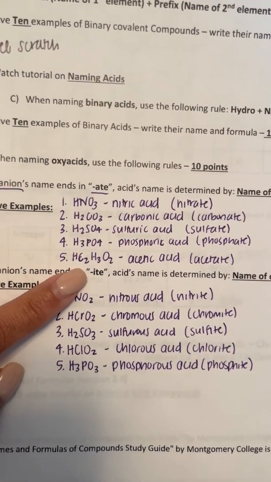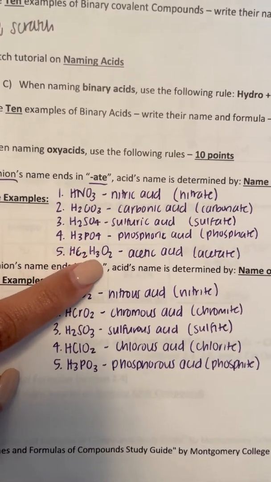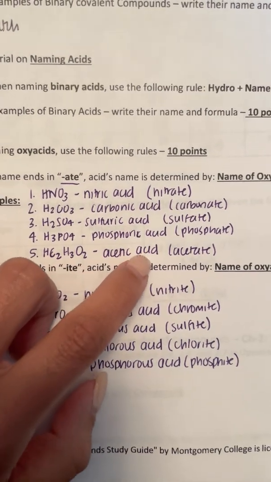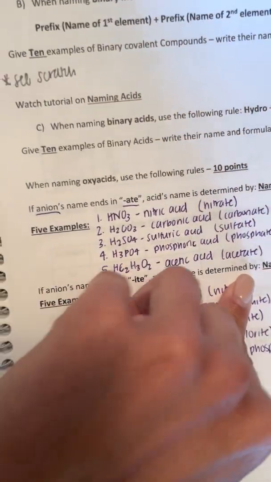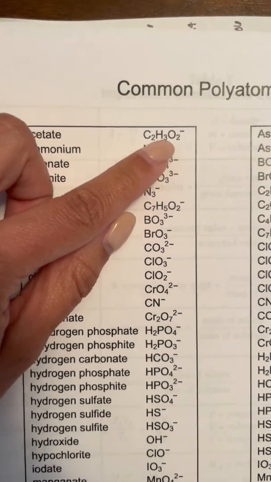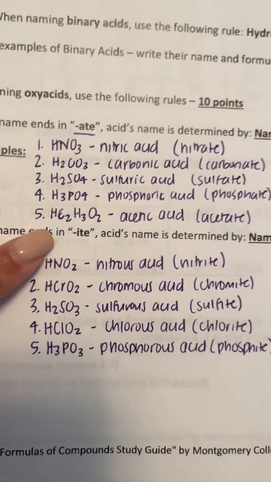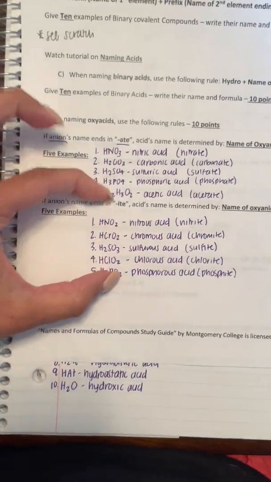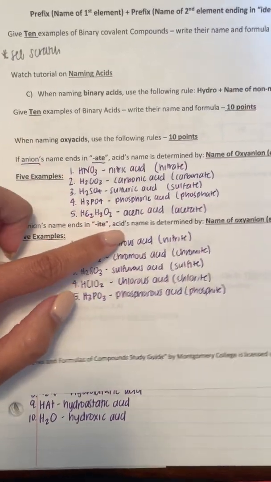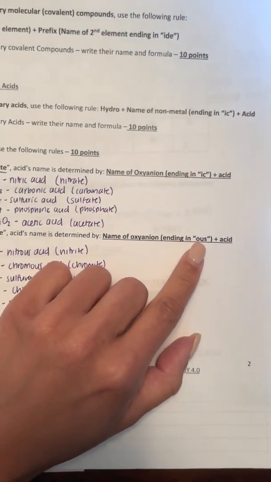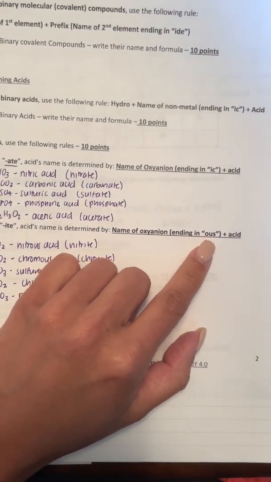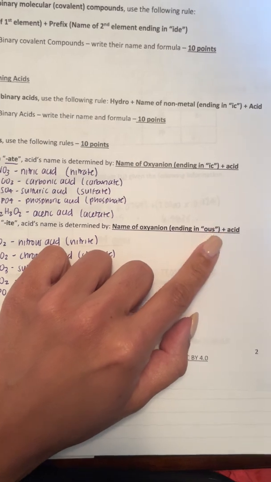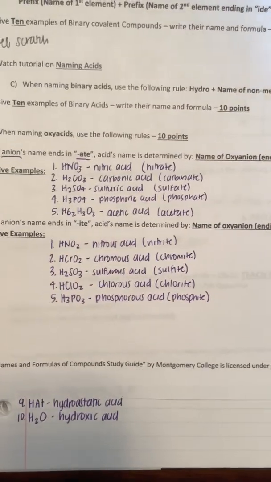And then this is a long one. HC2H3O2, acetic acid. That comes from acetate. So I'll show you C2H3O2 with a minus charge. So we only have 1 hydrogen to go with that. And then here's our 5 examples of our anions ending in "ite." So we'll change the end of the ion to "ous," and then we'll add acid at the end.